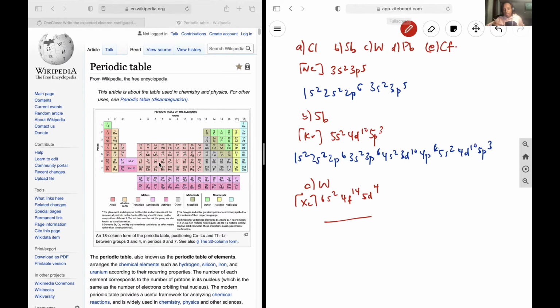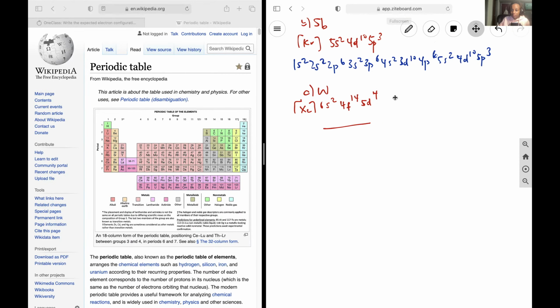Yeah. And then if you want to write out the entire thing, as I said, just count from the beginning. So you're going to hit all the way until you get 5p6, and then you start the 6s2, 4f14, 5d4.